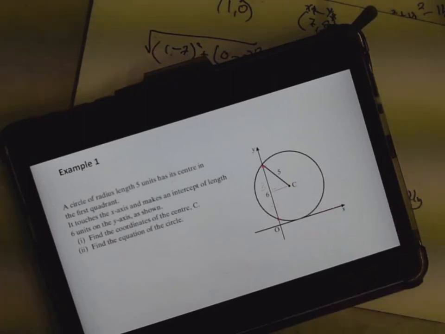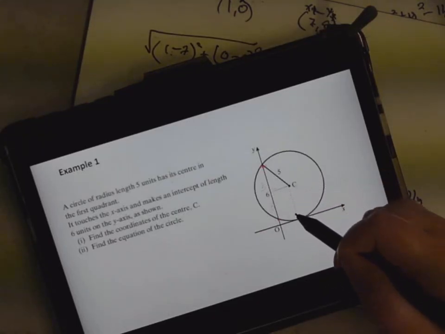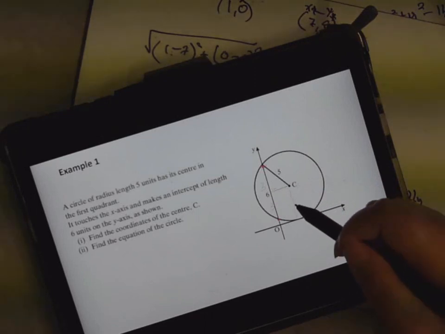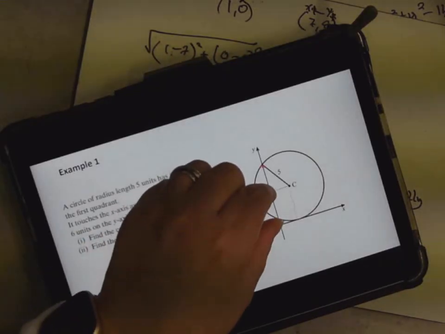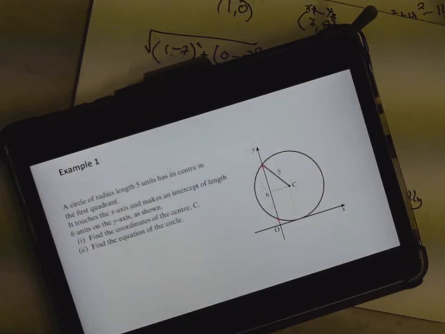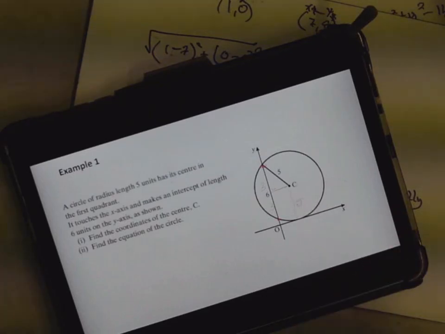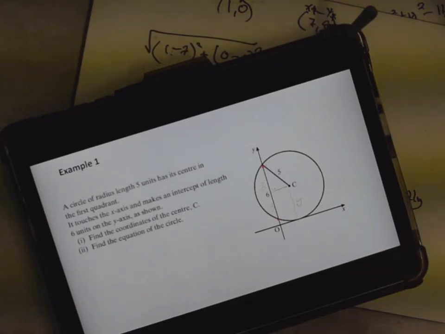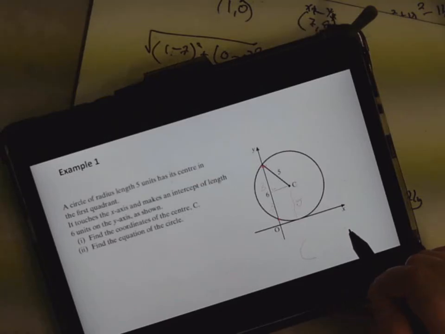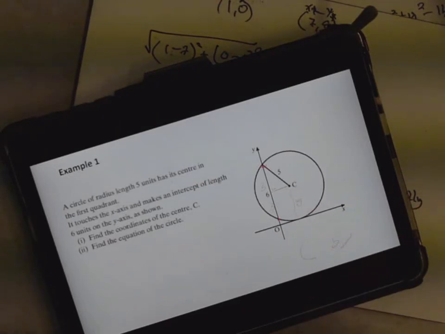Now, find the coordinates of the centre of C. We know it touches the x-axis. The line from here to here measures 3. The line from here to here measures 5. Why does it measure 5? Because it's a radius, isn't it? So that means we have the y coordinate. So the centre is something, 5. It's across to here and up to 5, right?